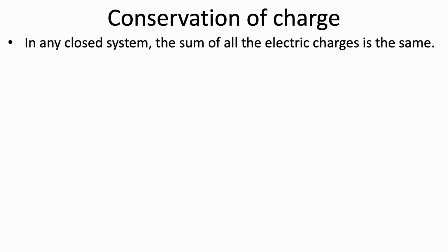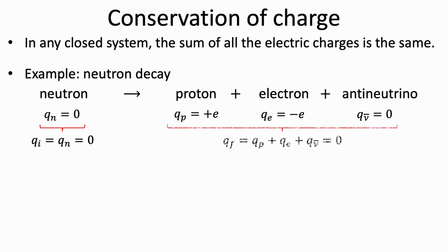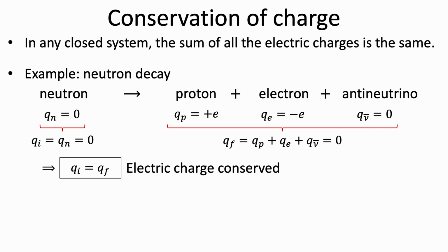Let's consider an example. In nuclear physics, there's a process called neutron decay. In this process, one neutron turns into one proton, one electron, and a subatomic particle called an antineutrino. Here are the charges on each of the subatomic particles. The total initial charge is just the charge on the neutron, which is equal to 0. The final total charge is the sum of the charges on the proton, electron, and antineutrino, which add up to 0. Because the total charge initial is equal to the total charge final, the electric charge is conserved.